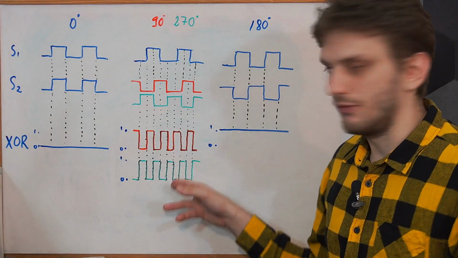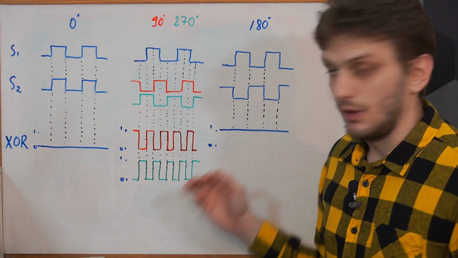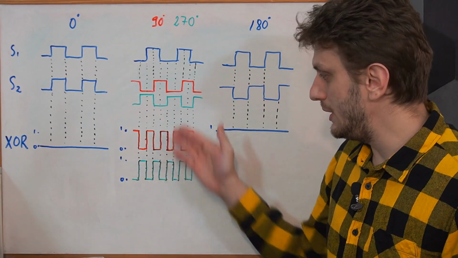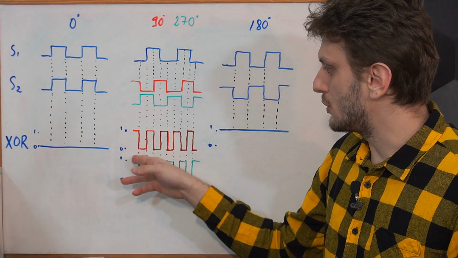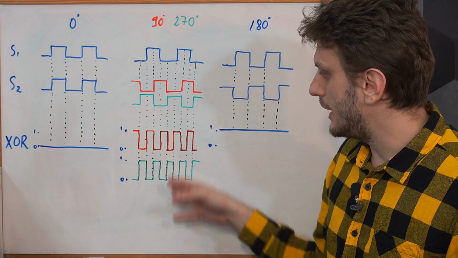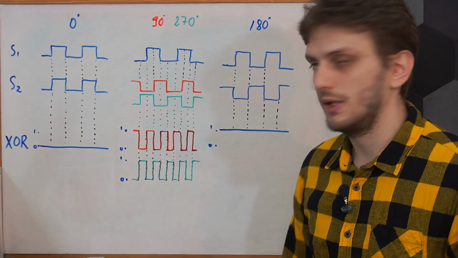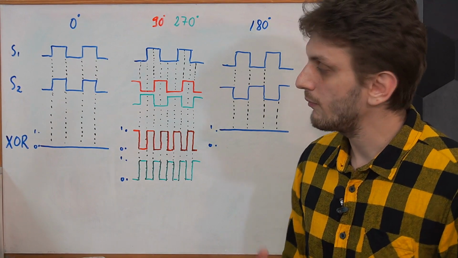Now the two are inverted, but if you pass these two signals through a low pass filter, so to average them out, the average value will be exactly the same in both cases. So if we consider low 0 volts and high 1 volt, then the average of both these signals is 0.5. And this shows us one of the main problems of the type 1 detector.